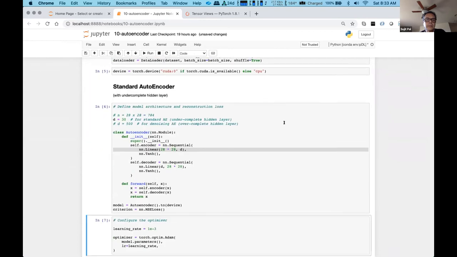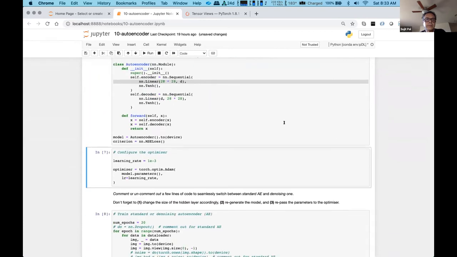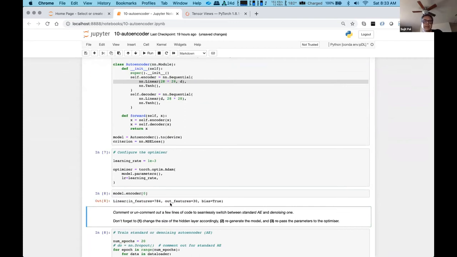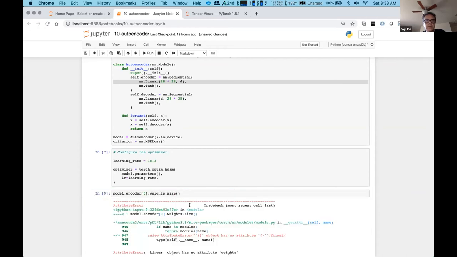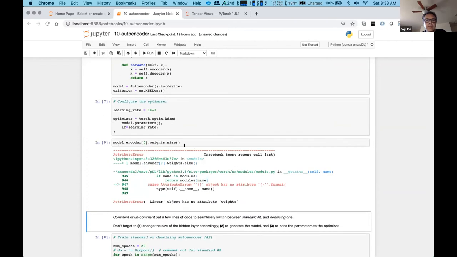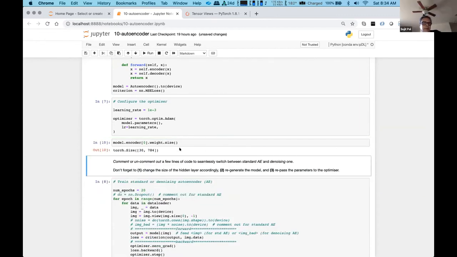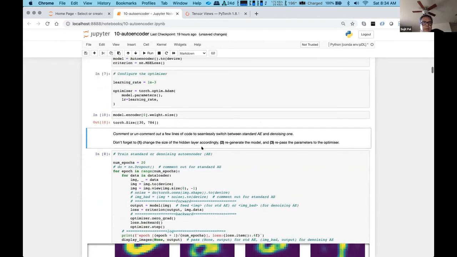All right, so here's the model. Okay, let's do this. And then I can just add something here. Model.encoder. Yeah, so in features, that's what model encoder is. And so we can do weights, size, no. Linear attribute has no weights. Okay, it's just weight. So yeah, 30 by 784 is what it's trying to do.